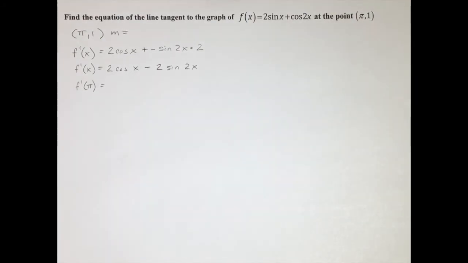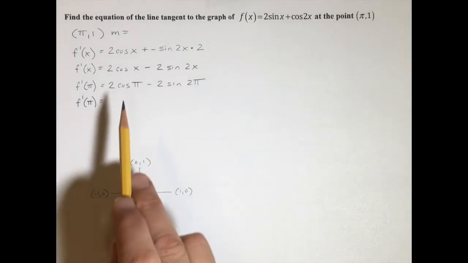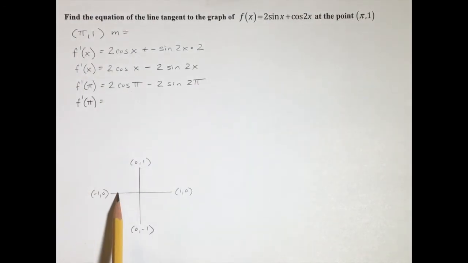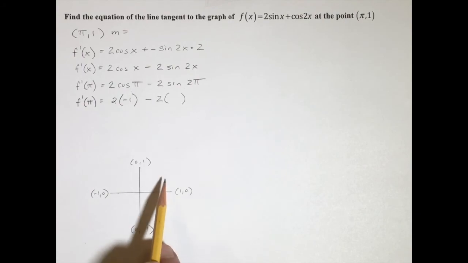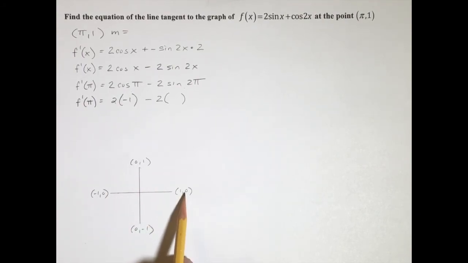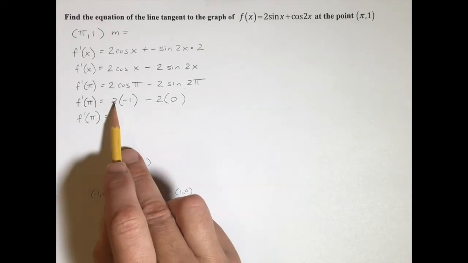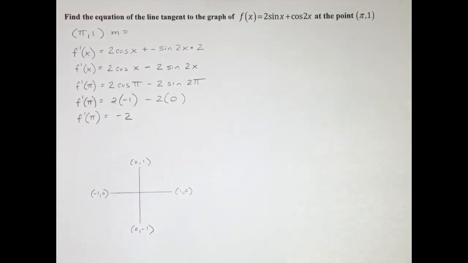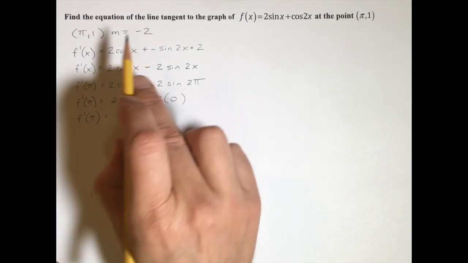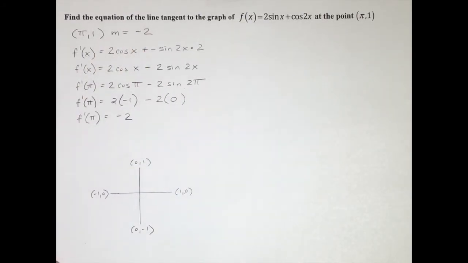Let me plug pi in for x. Let's evaluate cosine of pi. Here's pi, and cosine is the x value. Cosine of pi is negative 1. Let's evaluate sine of 2 pi. So 2 pi, of course, is right here, and sine is the y value. Sine of 2 pi is 0. So I have 2 times negative 1, or negative 2 minus 0. I now know my slope is negative 2, and I can write the equation of my line.